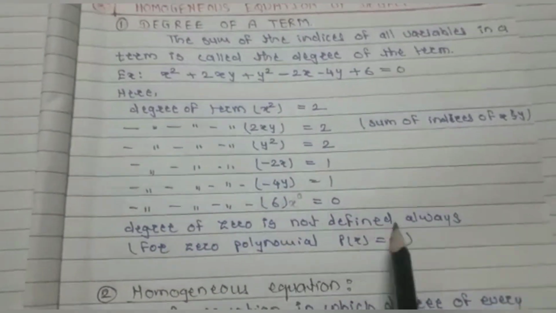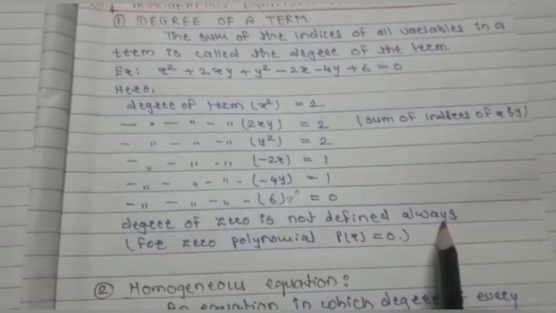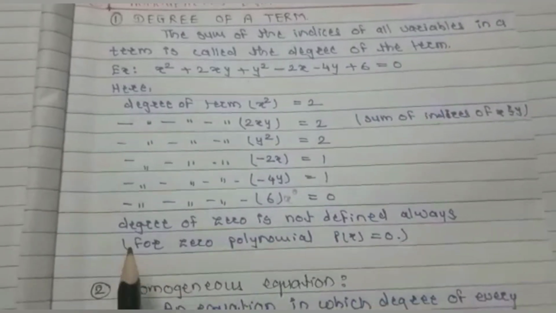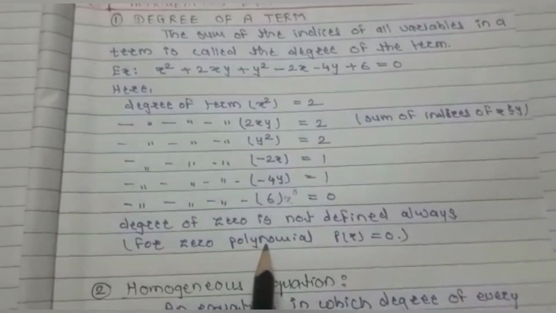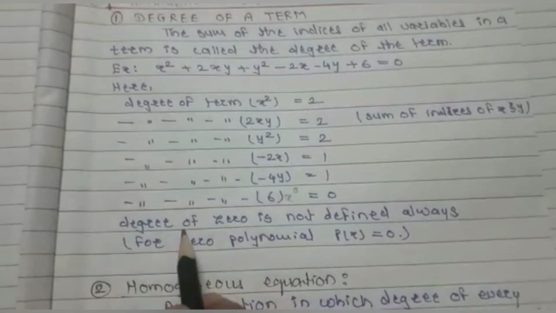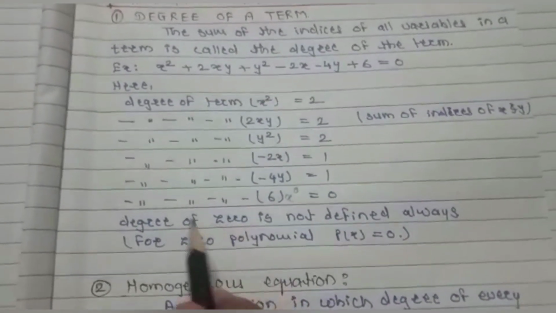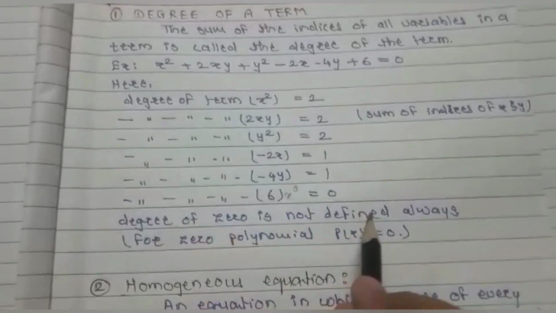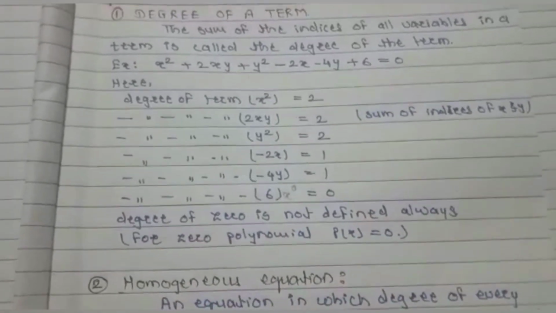Degree of 0 is not defined always. This we have put additionally here. Why is this? Because for the zero polynomial p of x equal to 0, the degree cannot be defined, and that is why we said here the degree of 0 is not defined always.